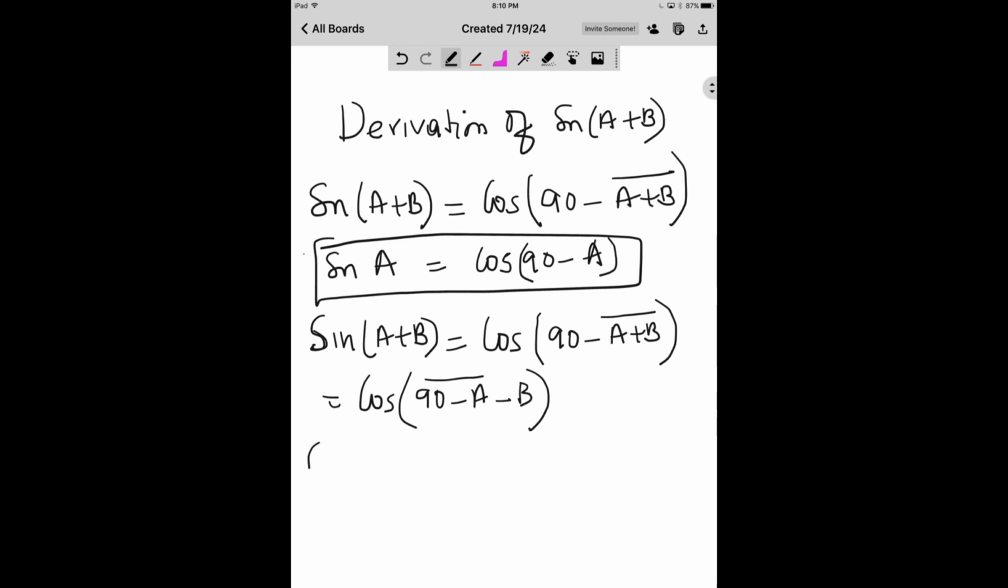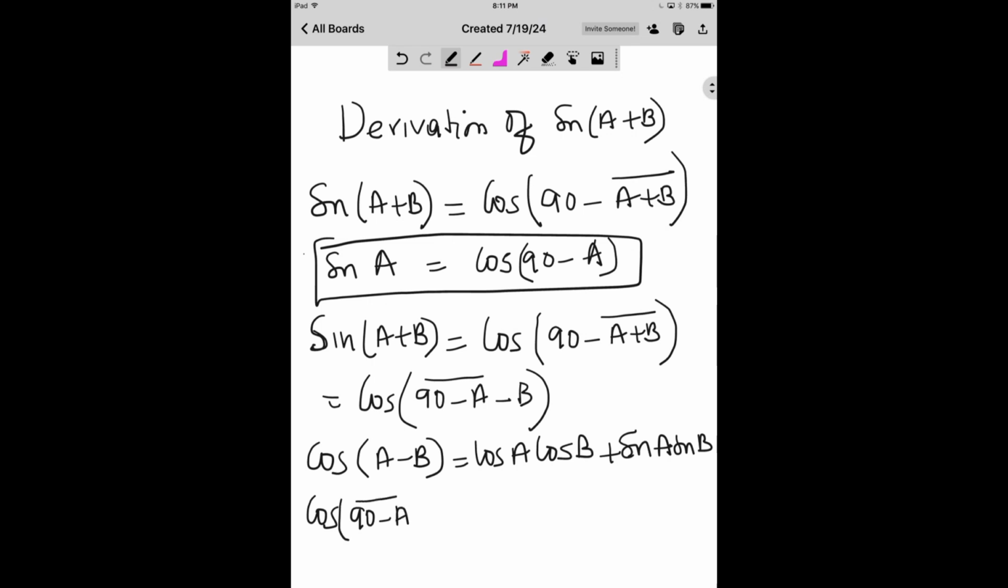We know that cos(a - b), just apply this formula. Cos(a - b) equals cos a cos b plus sin a sin b. Okay, then just apply this formula in cos(90 - a - b).